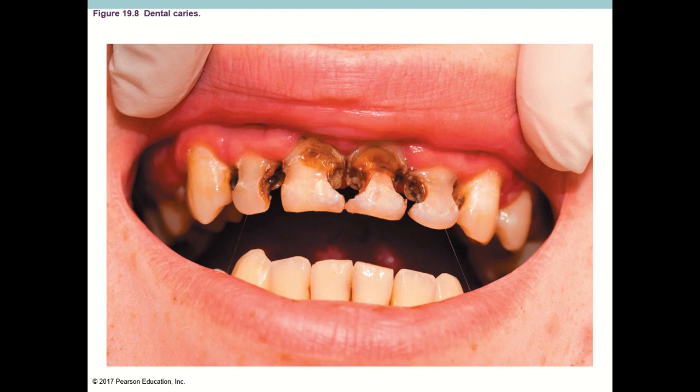Again, group B streptococcus bacteria are mostly gastrointestinal disease causing bacteria, but they can also be opportunistic in the genitals and the urinary tracts. This specific species that's causing dental caries is called Streptococcus mutans, M-U-T-A-N-S.